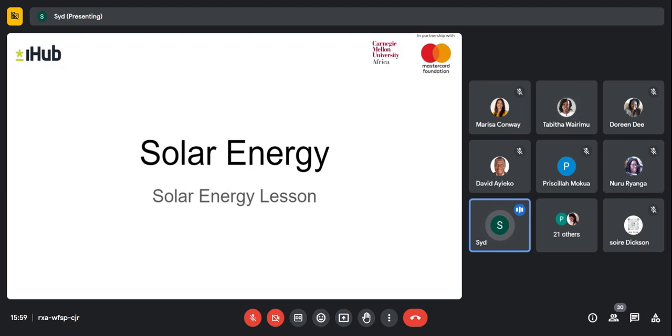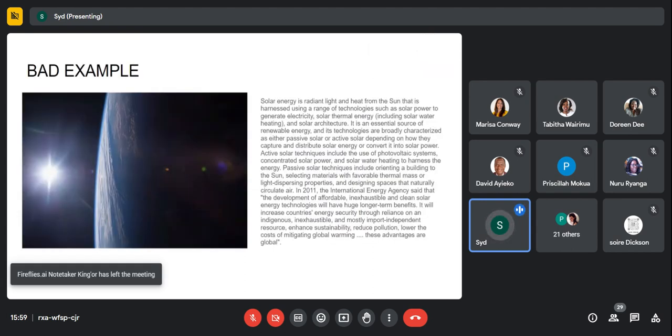So for group four, we were focusing on segmentation, where we are supposed to show you how bad segmentation goes to good segmentation, and we were focusing on solar energy. So for the bad example, we have this image alongside the chunky text, whereby this learner won't be able to understand how the steps are to fixing the solar panels, and how the image is supposed to make the learner understand how the energy works.